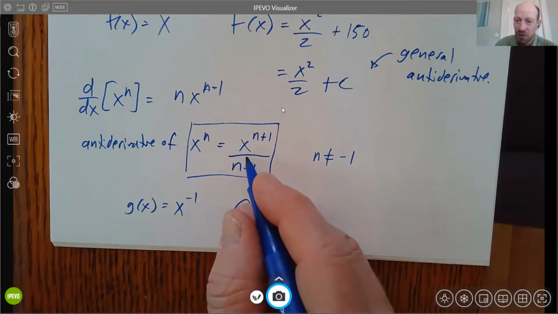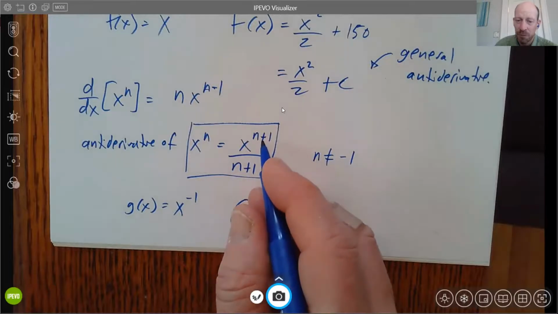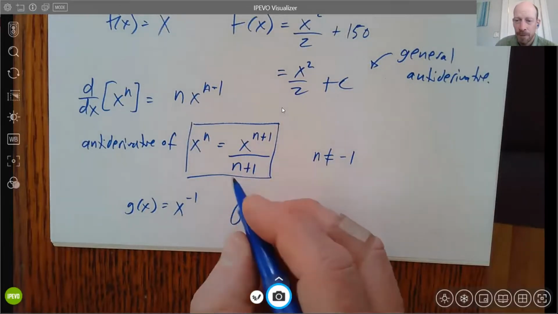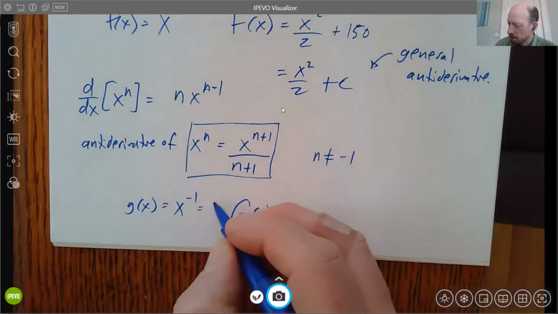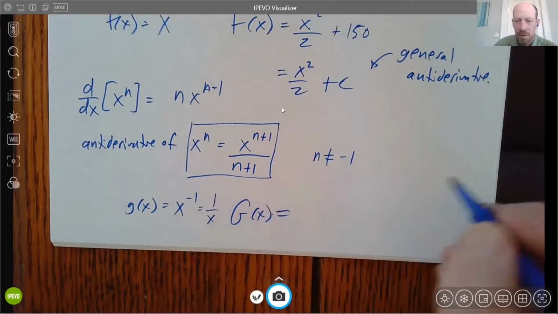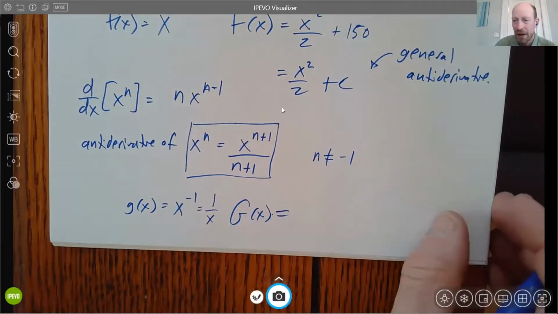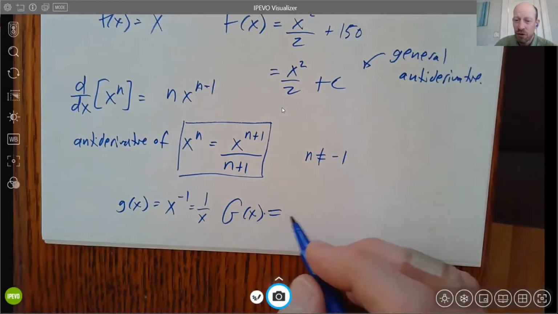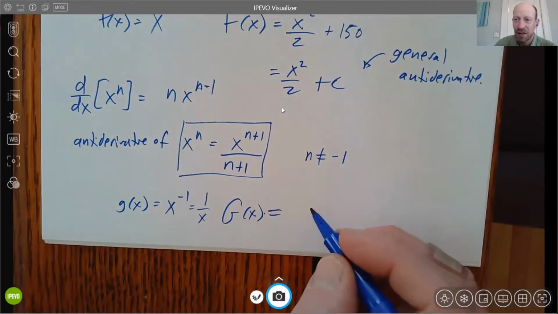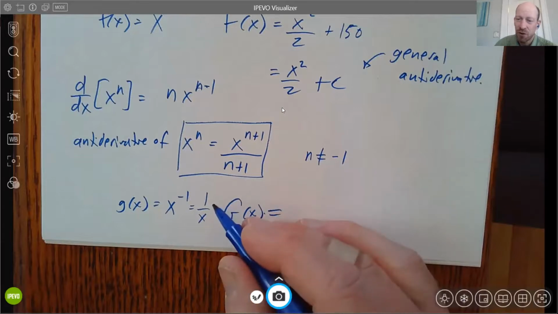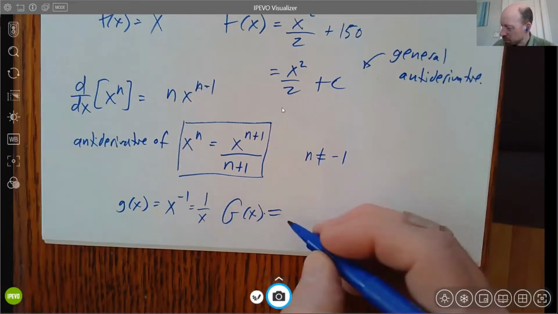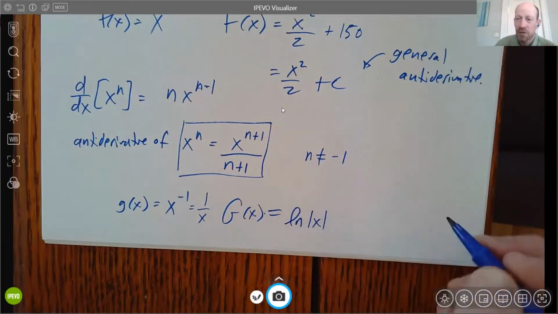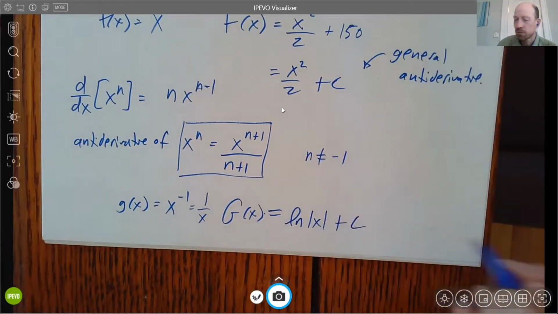You'd be tempted to use this rule, right? But as soon as you add 1, you get 0, and then you can't divide by 0. That's undefined. Maybe it's easier if I write it as 1 over x, right? That's x to the minus 1. What's its antiderivative? So what function, when I take its derivative, gives me 1 over x? It's the natural log function plus c.